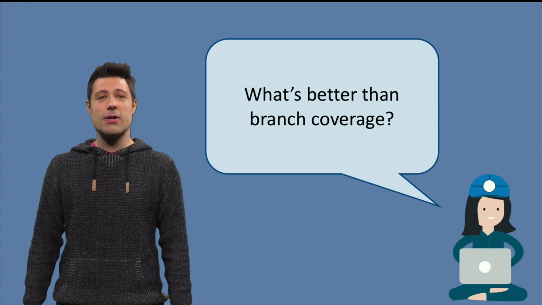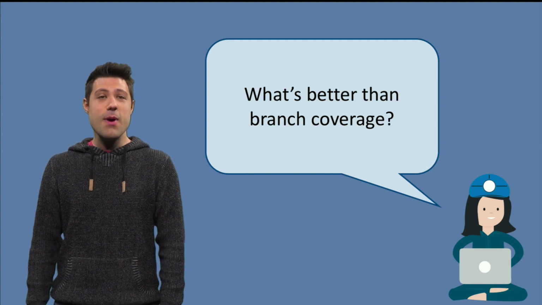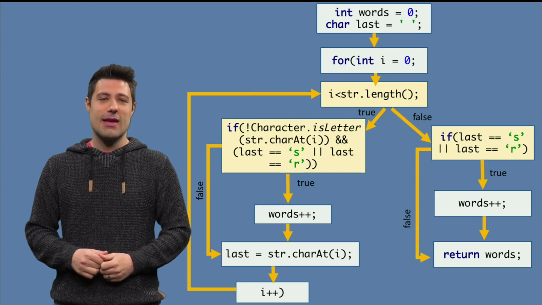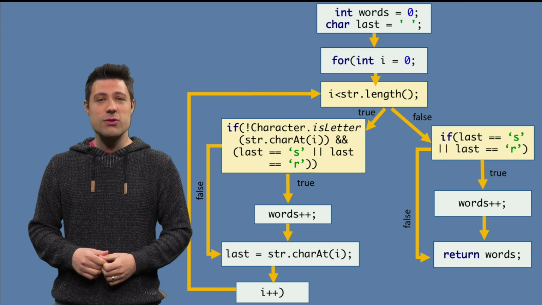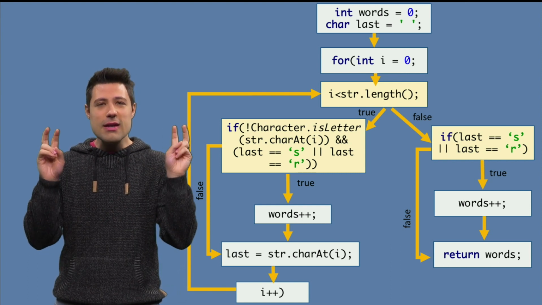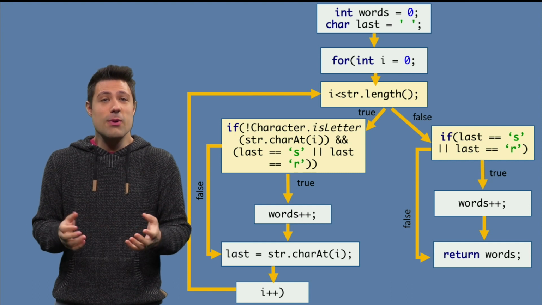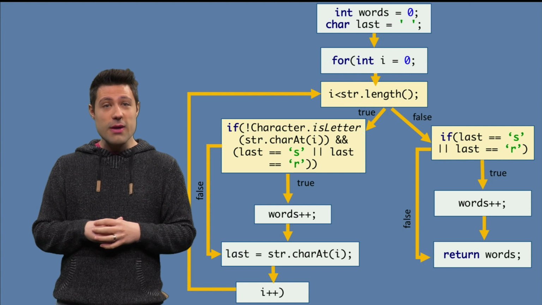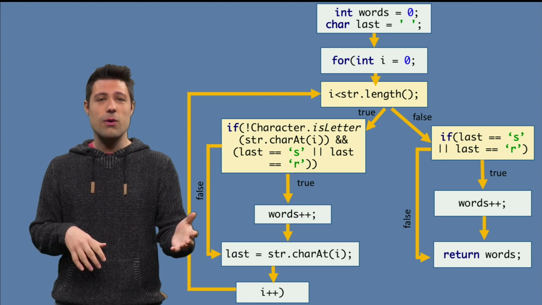We ended up the last video with the question, can we do better than branch coverage? And it turns out we can. So far, a decision block has two outcomes, true and false. What we kindly ignored was that a decision block can be made of multiple conditions, meaning there are different ways for that block to be evaluated to true and to false.